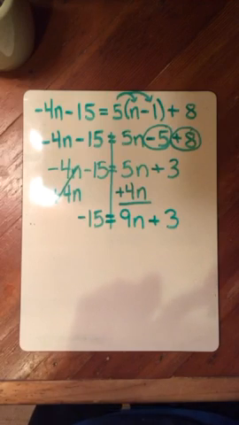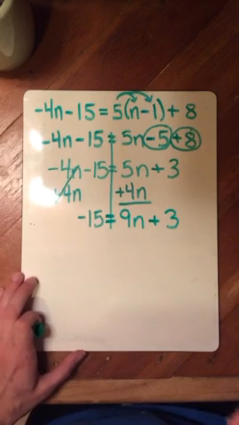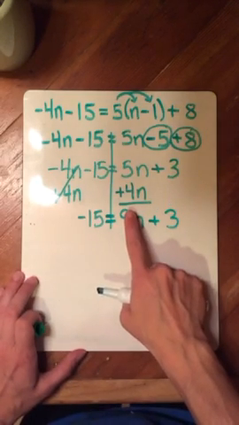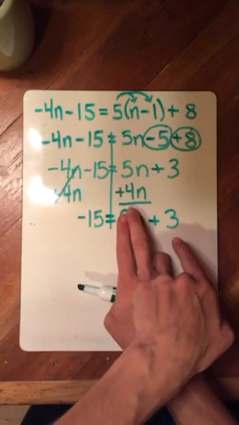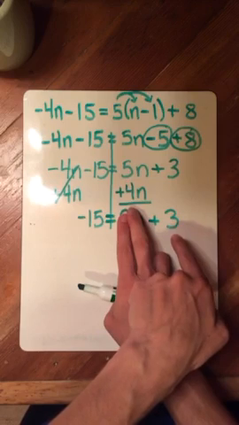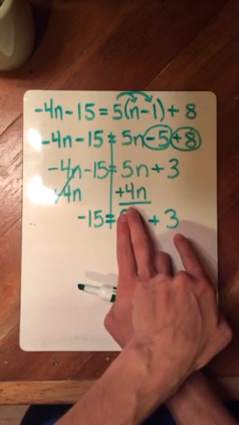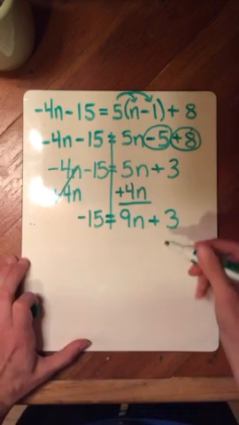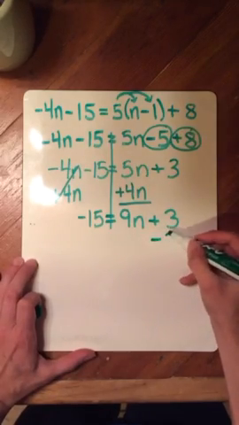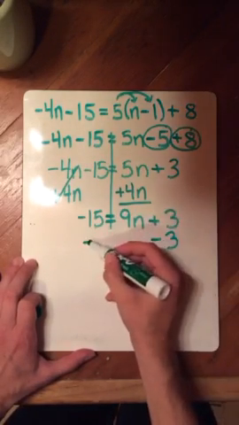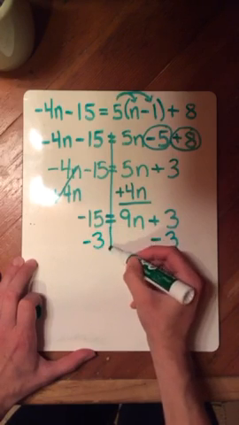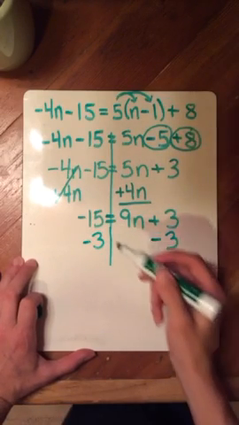Step 4 in solving a multi-step equation is to cover up the variable term. So I'll cover up the 9n, and I see what's left, a plus 3. So I want to get rid of the plus 3. Well, the inverse of adding 3 is subtracting 3. So I'll do minus 3 directly below it. Now to keep it balanced, I'll do minus 3 to the left side of the equal sign as well.